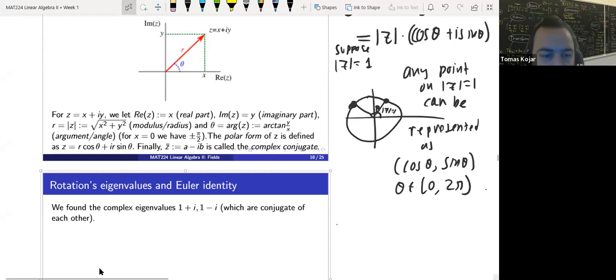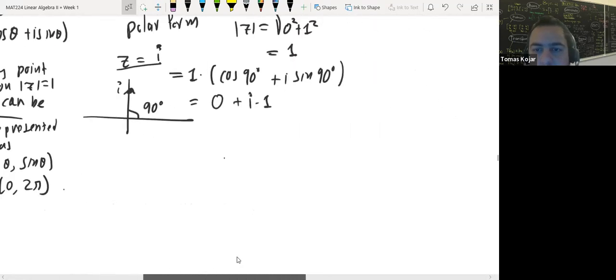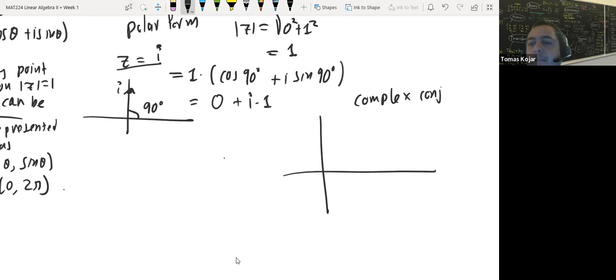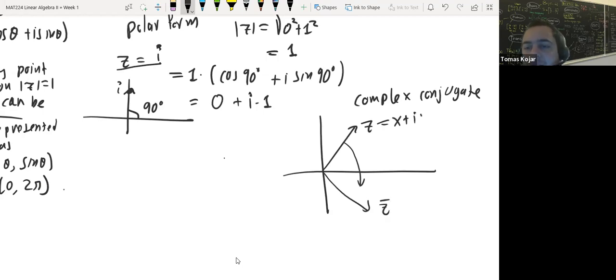And finally, I should also introduce the complex conjugate. So pictorially it is as follows. You give me a vector z. Once you reflect it across the x-axis, you get z bar. The reason is because this guy is x plus iy, and z bar is equal to x minus iy. So you reflect across the axis to get the negative imaginary part.